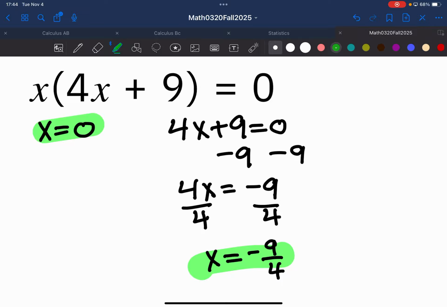Just make sure when we're solving for our variable that we're always using the opposite sign. So if this is plus 9, then we use minus 9. And since this was 4 being multiplied by x, that's why we divided both sides by 4.